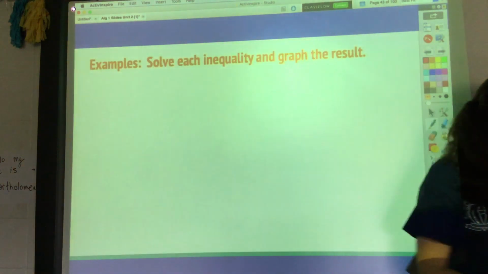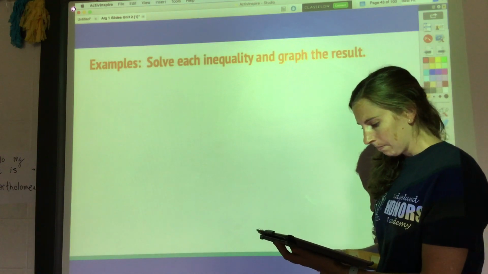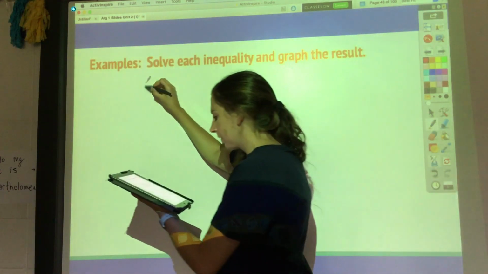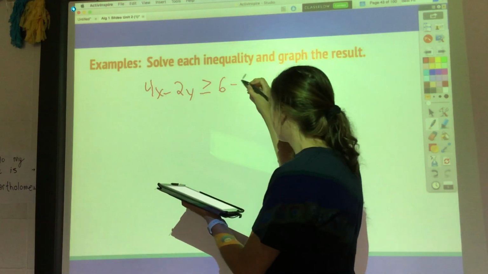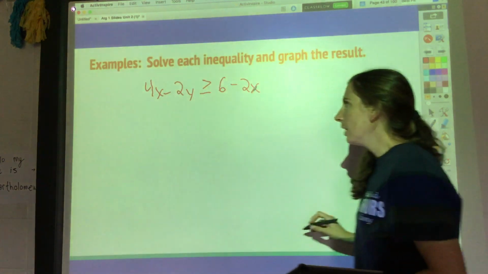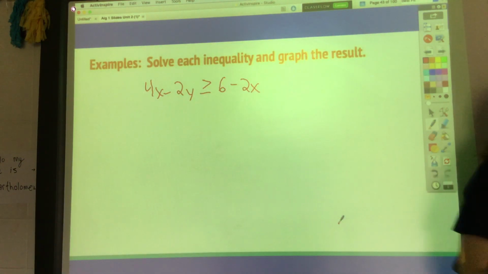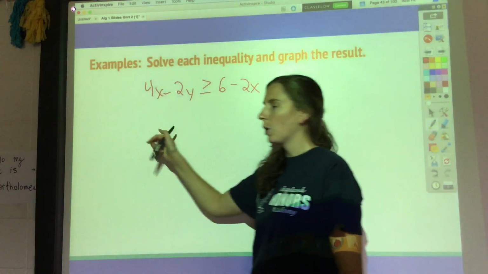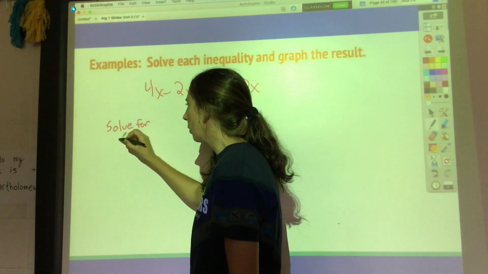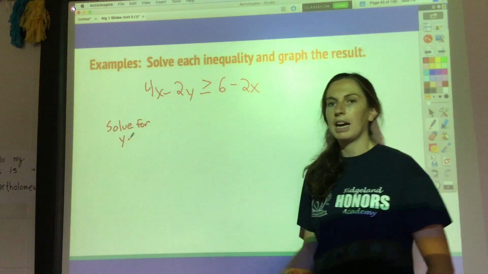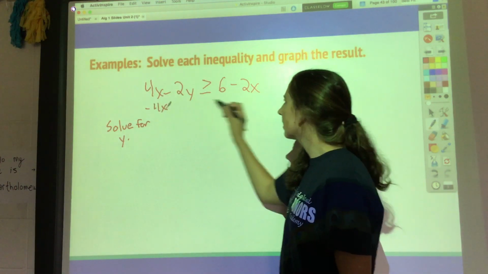Okay. Let's do another one. All right, here's our last one we'll work out. All right, so this one has 2 different variables, an x and a y. We're going to first solve for y and then solve for x. So to solve for y, I'm going to have to get y by itself. So that means subtract the 4x.